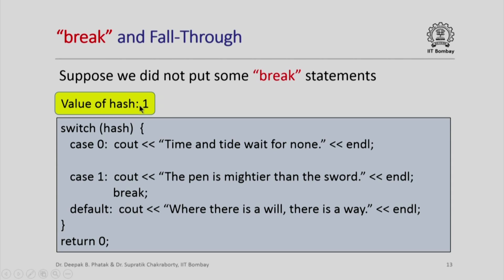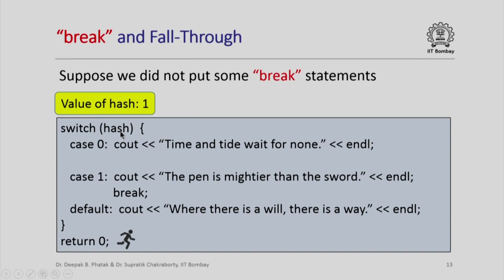What would happen if the value of hash was 1? So the computer would execute this, find that the value of hash is 1, so it will not execute the statement for case 0, it will directly jump to the statement for case 1, and it will continue execution from there subsequently until it sees a break statement or until it sees the end of the switch case statement. So in this particular case it will see the break statement and jump out.